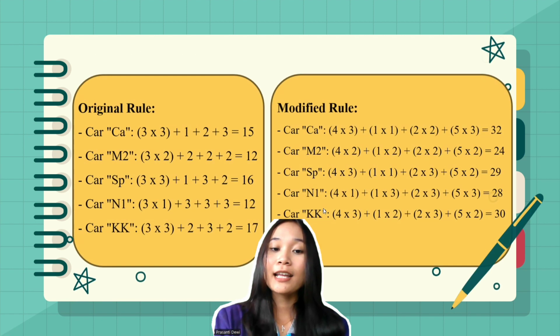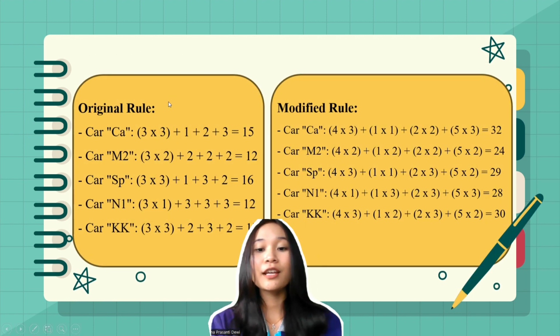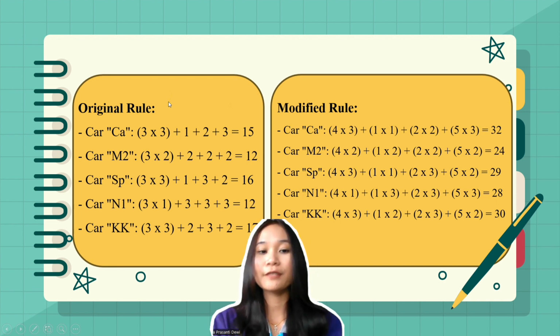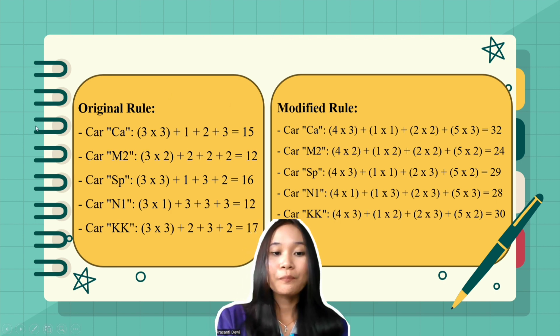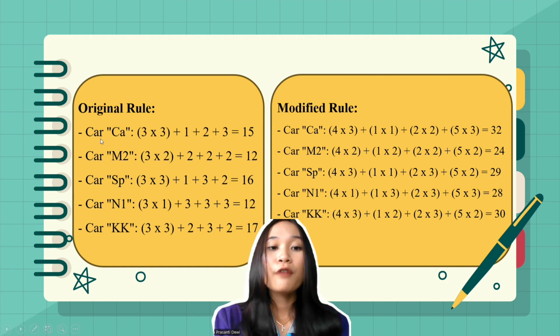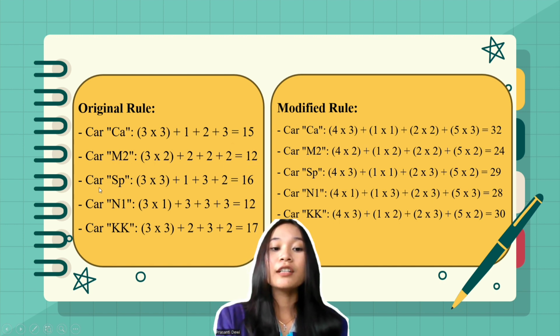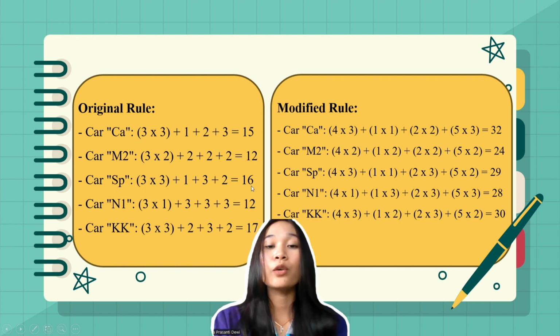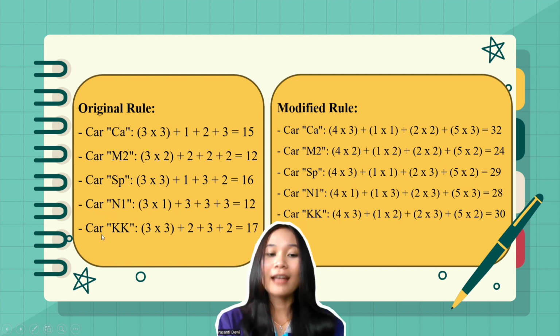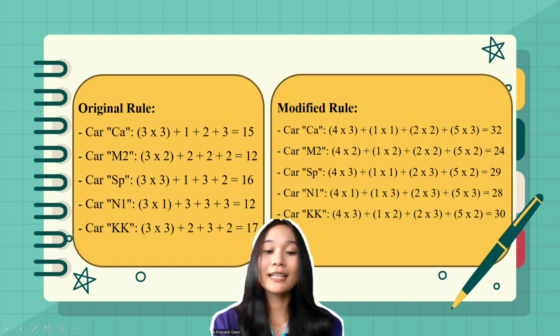So let's calculate the total scores for each car using both the original and modified rules. First, by the original rule, the total score for car CA is 15. The total score for car M2 is 12. The total score for car SP is 16, the total score for car N1 is 12, and the total score for car KK is 17.